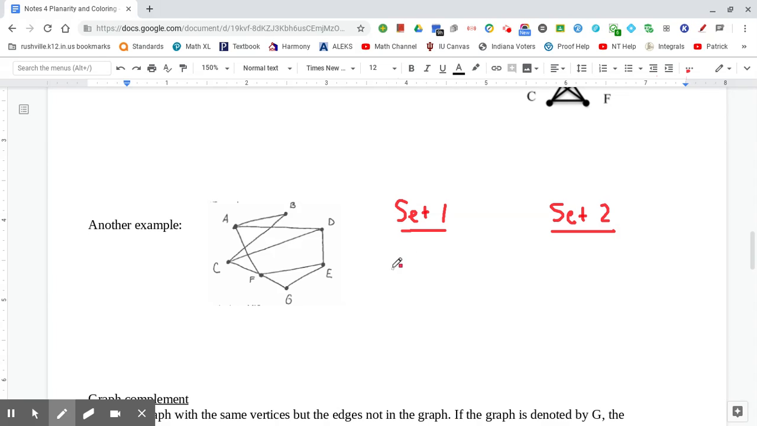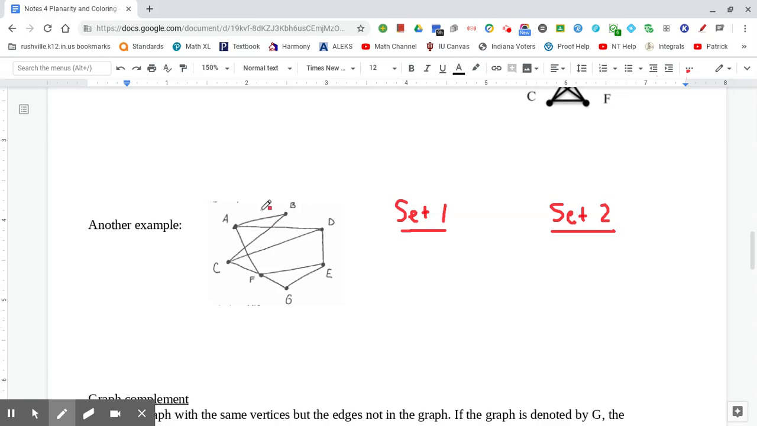Let's go ahead and do another example, one that doesn't look as much like 2 separate sides as the last graph did. That one looked like a bipartite graph. This one doesn't necessarily, so let's see if it's going to be one. I'm going to start off with any vertex. It doesn't matter which one.